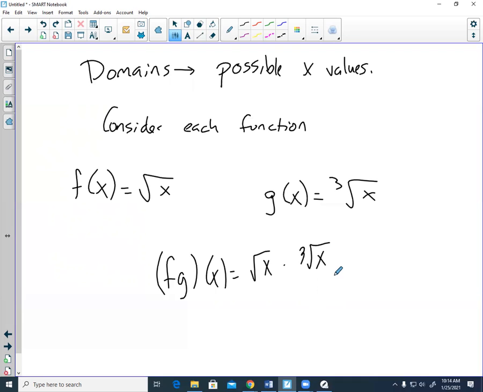And in order to simplify, you would then get x to the 1/2 power times x to the 1/3 power. What happens when you have two bases that are the same that are multiplying? What do you do with the exponents? Add them. So really now I want to do 1/2 plus 1/3, which is the same thing as 3/6 plus 2/6, which is 5/6. So I'm going to get x to the 5/6 power.